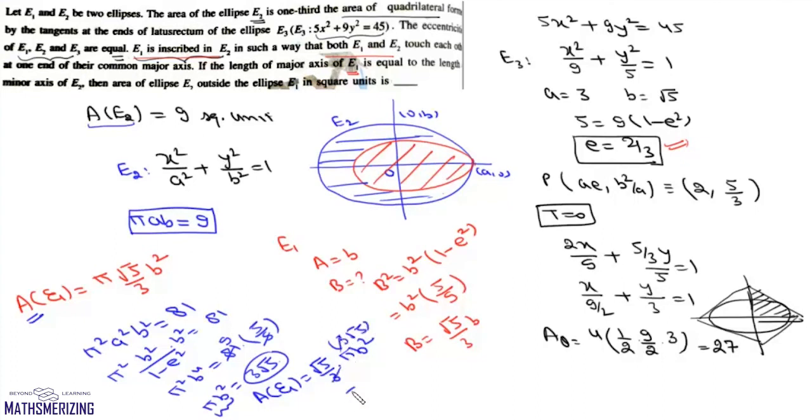So 3 and 3 will cancel. So the area of this ellipse E1 is 5. The area of E2 is 9 and the area of E1 is 5. So this remaining area will be 9 minus 5, and that is 4 square units. So the area of ellipse E2 outside the ellipse E1 in square units is 4. That's your answer.